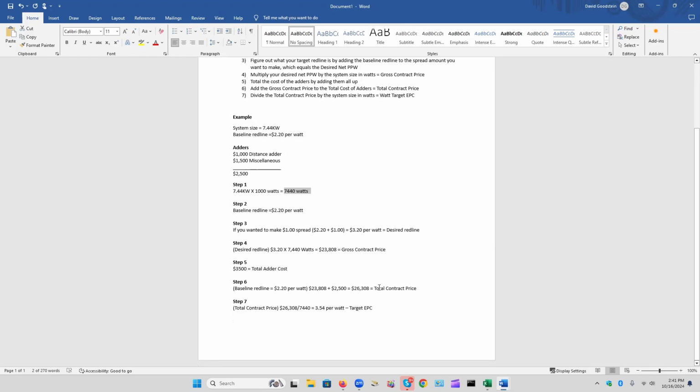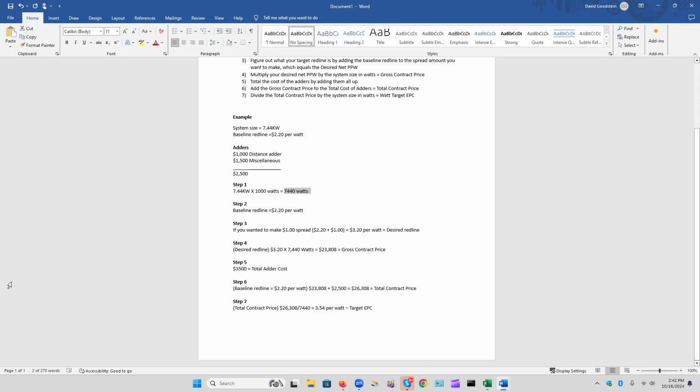We're then going to divide that total contract price by the amount of watts. So in this case, 26,308 divided by 7,440 watts. And we're going to come up with a target EPC price of $3, and I'm sorry, 3.54 per watt. Now that's in cents. So it's actually 0.0354. If you round it up, it's 4 cents a watt. All right. So there you have it.